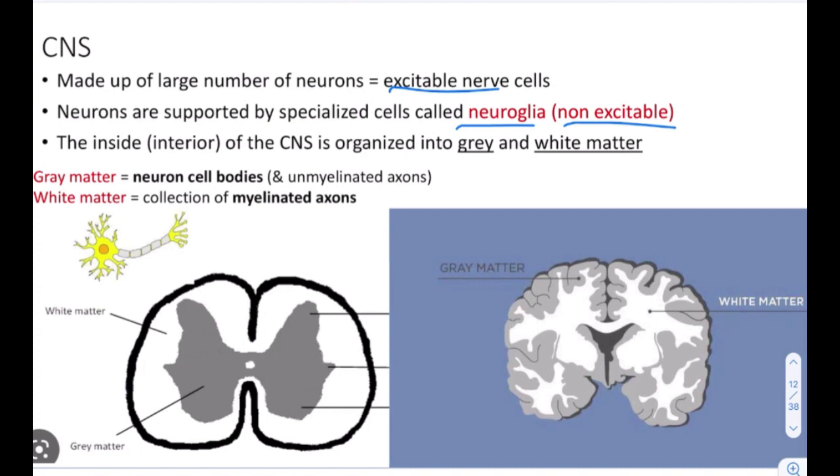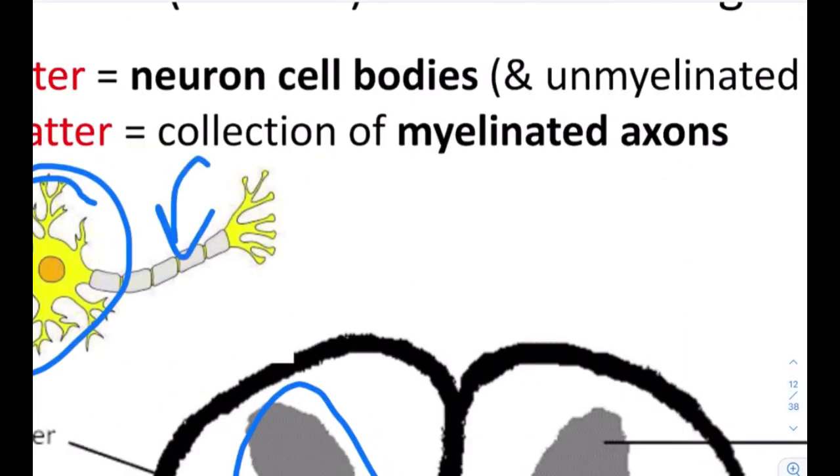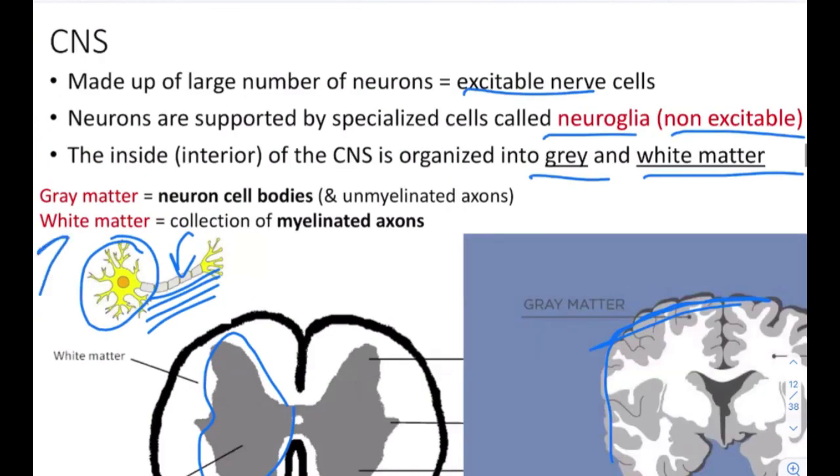The inside of the CNS, so the inside of the brain and the spinal cord, is organized into gray and white matter. The gray matter is basically a collection of neuron cell bodies. So this right here, the gray matter, and this right here on the outside is gray matter. And then we also have something called white matter, which is a collection of myelinated axons.